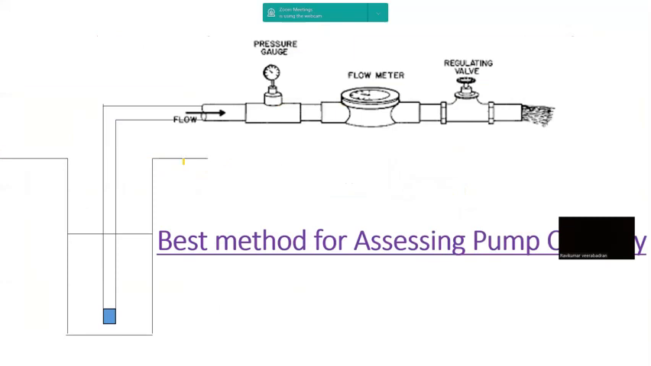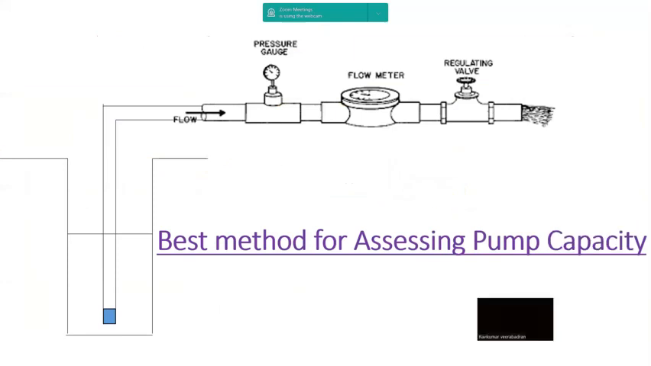The best method for assessing pump capacity is to have a set of pressure gauge, a flow meter, and a regulating valve. So if we have this kind of system, we will be able to get correct and exact results. The only thing is that carrying all these accessories to every field is difficult. But if you are able to take this setup with you, it is always better.